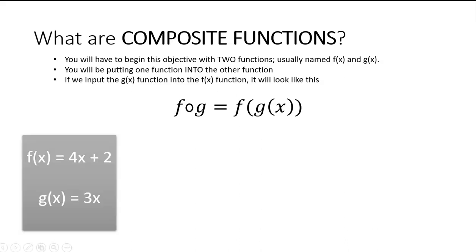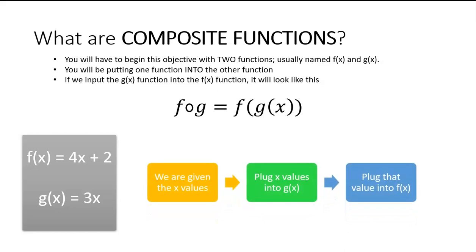Now let's pretend we were given our two functions. f of x is equal to 4x plus 2 and g of x is equal to 3x. We're going to be given our x values. We will always know our x values. We can name them whatever we want to in our table. We will plug these x values into g of x, and then whatever value we get there, we will plug that value into the f of x function.